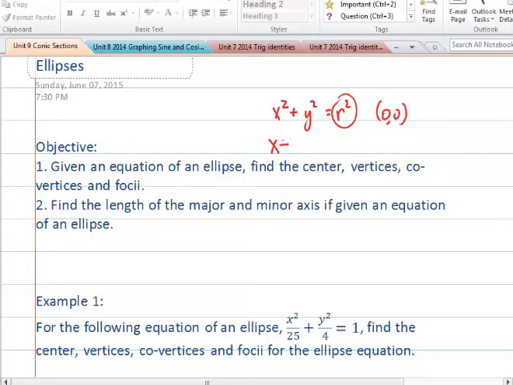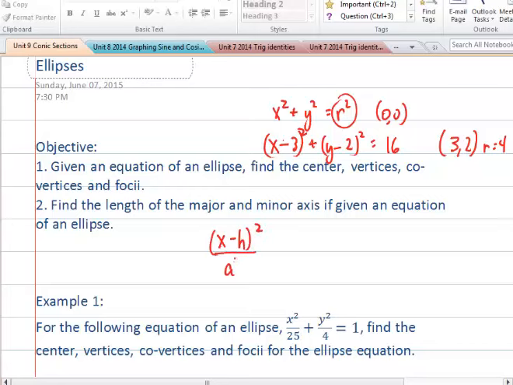We did some variations where we had x minus 3 quantity squared plus y minus 2 quantity squared equals 16, and that resulted in a circle that had a center point of 3 comma 2 and a radius of 4. So now we're moving on to elliptical equations, and in these equations the general form is (x minus h) squared over a squared plus (y minus k) squared over b squared equals 1.